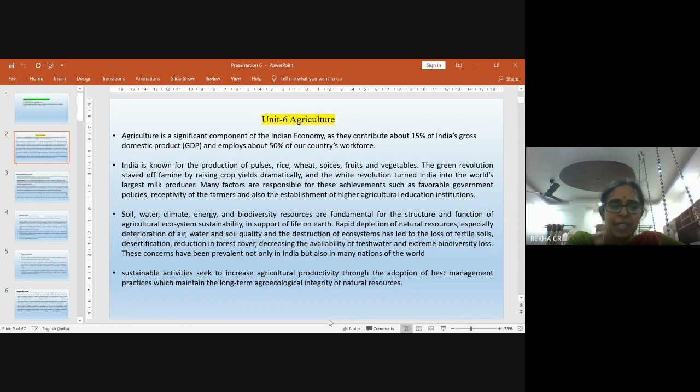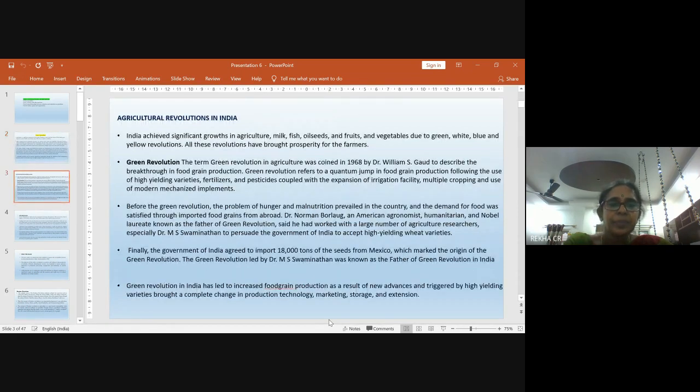So sustainable activities are for the present as well as for the future generation, to increase agricultural productivity through the adoption of best management practices, which maintain the long-term agroecological integrity of natural resources. When we see the agricultural revolutions in India, the first one to mention is the Green Revolution. The revolutions in India are for food products, milk, fish, oil seeds, fruits and vegetables, etc.